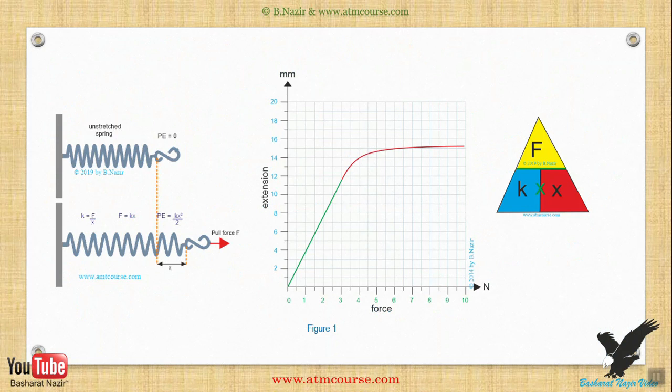In this view you can see a spring in its natural state. Below it, a force F is applied, making the spring stretch, causing the force's energy to be stored as potential energy. The graph shows you the force applied versus the extension of the spring. You can see that part of the graph is linear. This is the green part, and this is the part of the graph which is useful in weighing scales.